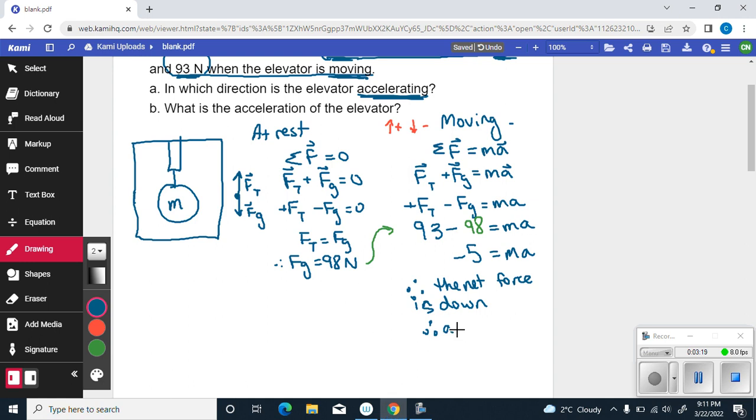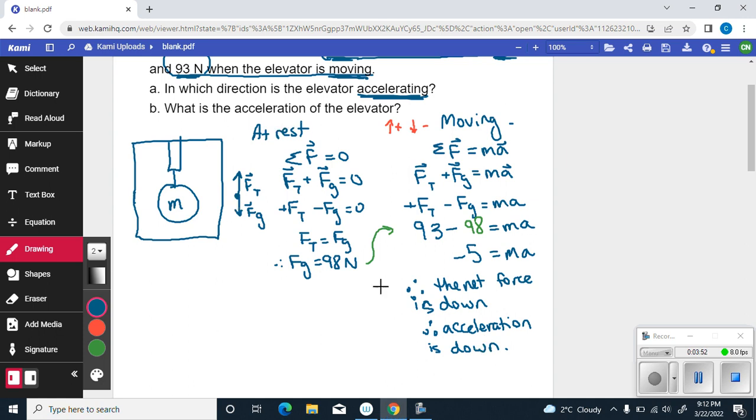Therefore, acceleration is down. So that could mean I'm speeding up when I go down, so maybe I'm just starting down. It could also mean that I'm slowing down while I go up. So we got two different directions it could be going. The acceleration itself is down.